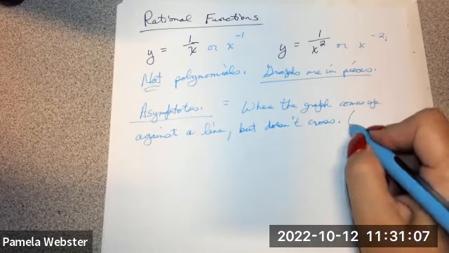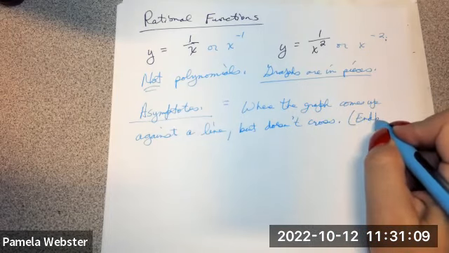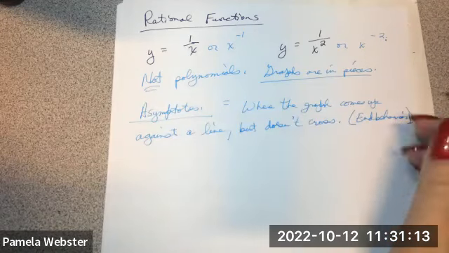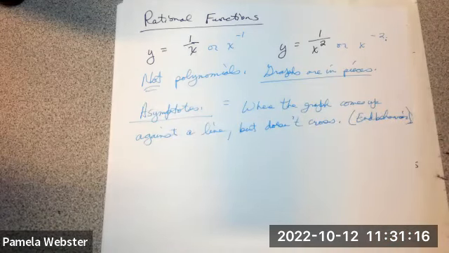Okay, at least in the end behavior. Remember, end behavior was what's happening as we get on the outsides of it, not necessarily right in the center, but what's happening as I get closer to positive infinity and negative infinity. So it's not going to cross these.